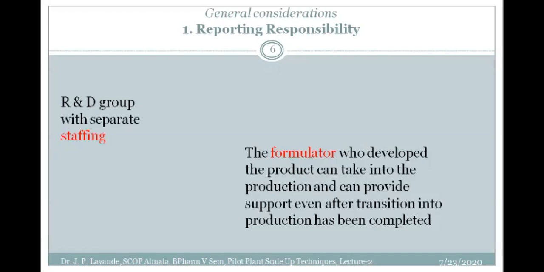So the R&D group with separate staff and the production department should have separate staff. The formulator who developed the product can take it into production and can provide support even after transition into production has been completed. That means the people who are engaged in the process of formulation, in the process of designing the formula, the same need to deliver their services during the process of production.